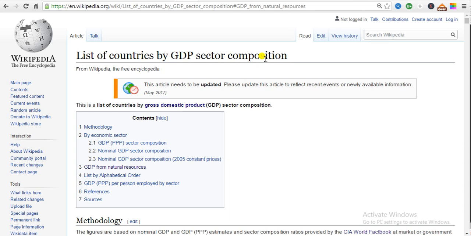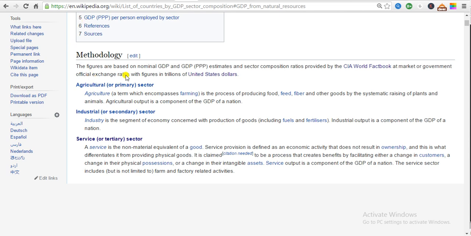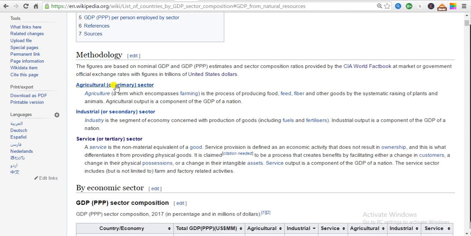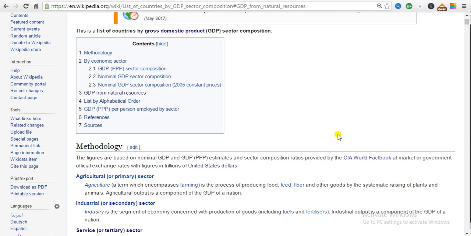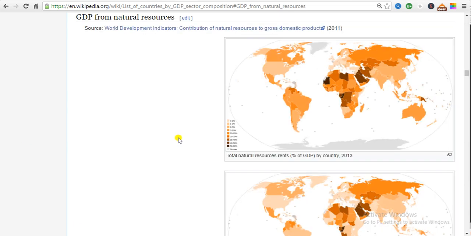Now, list of countries by GDP sector composition. So in this article, Wikipedia, this is what it's about. It's listing countries in terms of agriculture, industry, and service. And I'm gonna save you the time and make time to read this if you're not brushed up on the differences in the different sectors. So I'm just going to go straight to natural resources, because as I said in the beginning of the video, this is somewhat the focus of what we're doing. So all of that is a background.